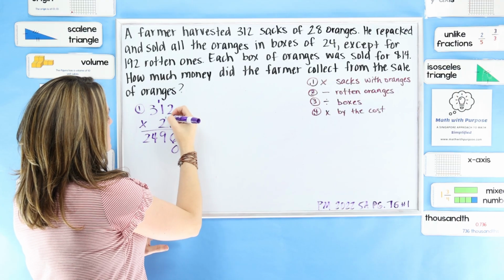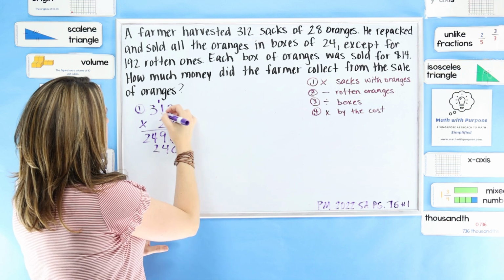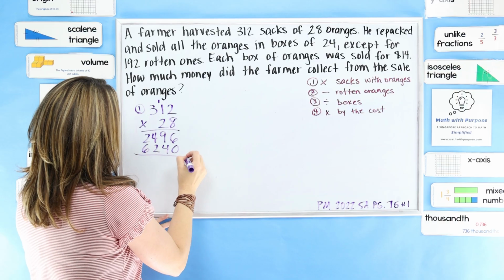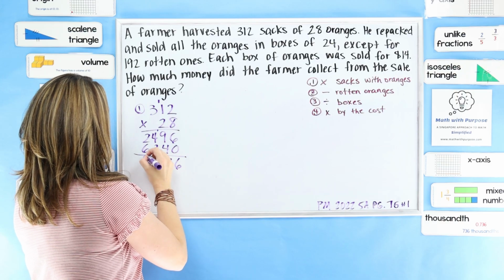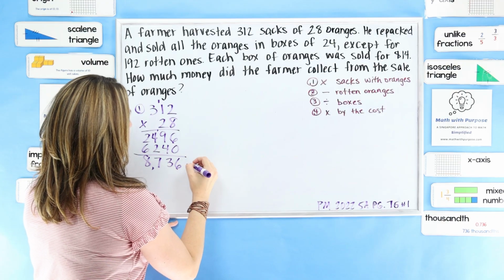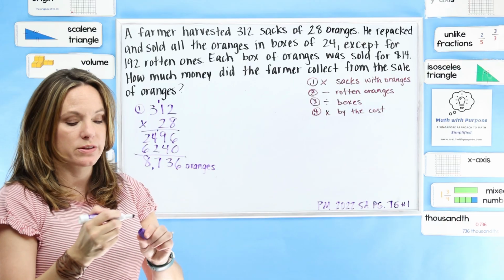Let's keep going. I'm going to multiply 20 times 2. I'm going to get 40. Keep going. And now we're going to add our totals up. Let's keep going. I got 8,736 oranges. How'd you do? Did you figure that out?